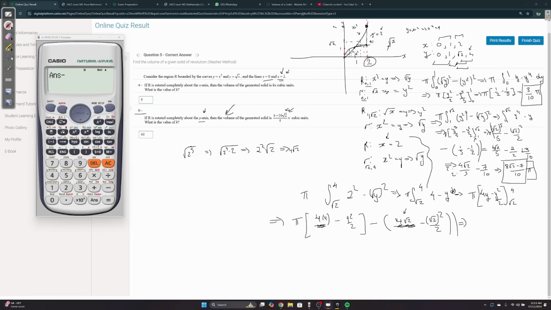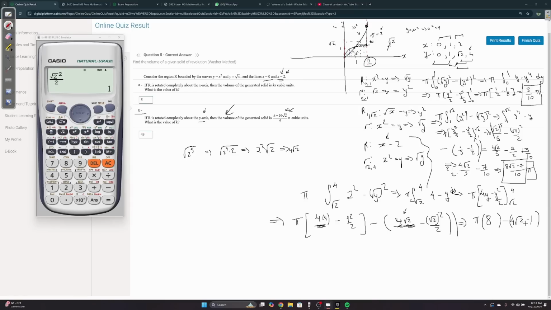So you actually have to do it by hand. Okay, let's simplify this: root 2 squared over 2 is 1, right? So it's going to be minus 1. So we can rewrite this as pi times (8 minus 4 root 2 minus 1). Why? Because this is 8, this is 4 root 2, this is minus 1. Okay, and remember the minus is outside.